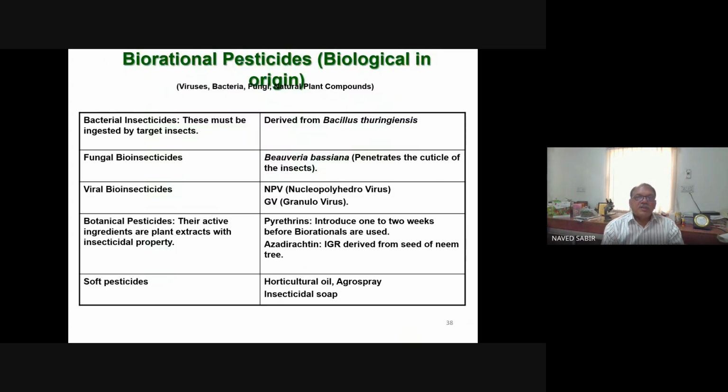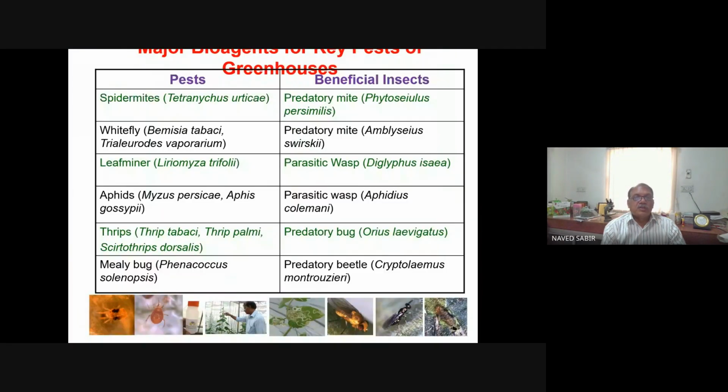So biorational pesticides and biological origin products should be encouraged in the greenhouse production systems. Things like azadirachtin, pyrethrin, nucleopolyhedral viruses, granular viruses, horticultural oil and agro sprays and insecticidal soaps, or fish oil. These are the things which can be used safely against these pests.